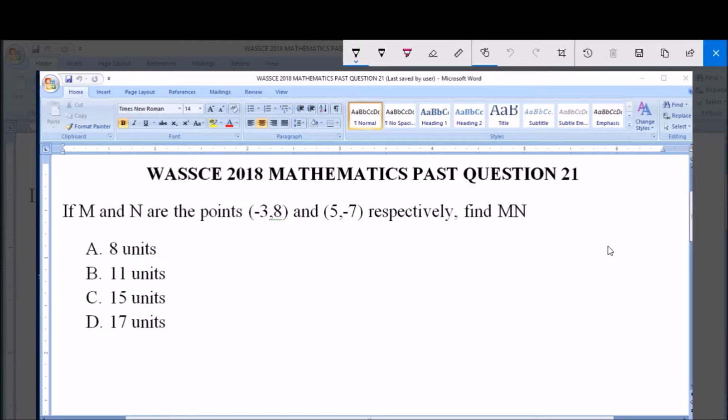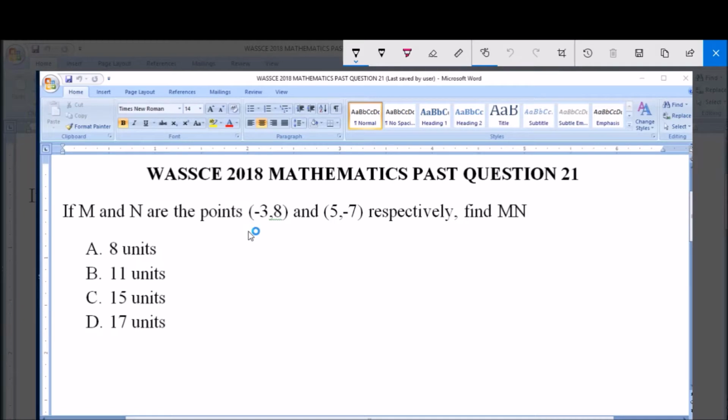I will be answering WASSCE 2018 Mathematics Past Question 21. If M and N are the points (-3, 8) and (5, -7) respectively, find MN, that is, find the distance between point M and point N.